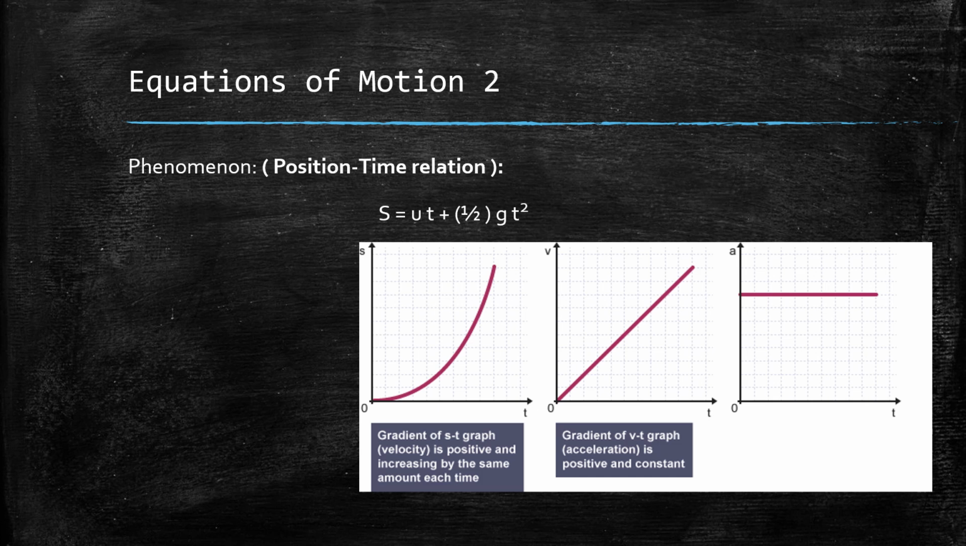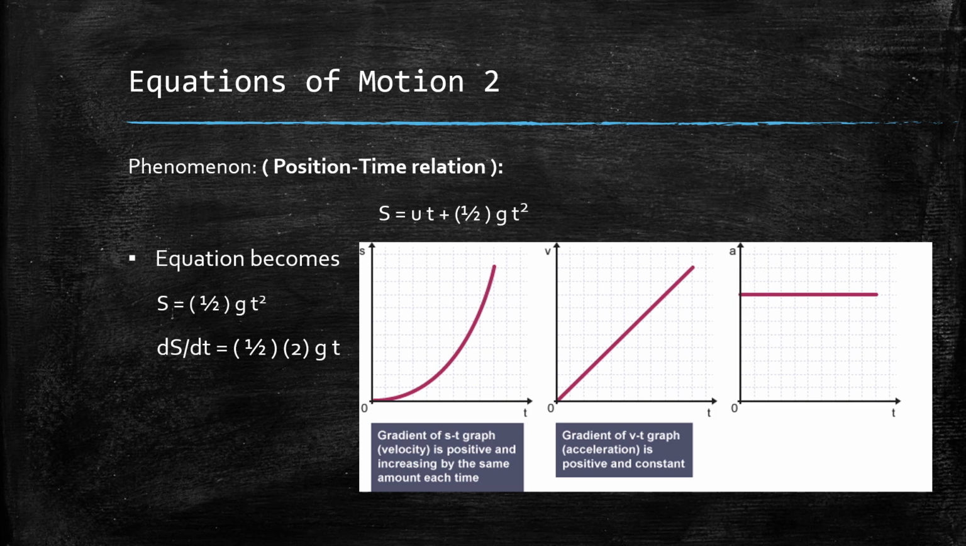Moving on to the second equation of motion, s is equal to ut plus half gt squared, that is the position-time relation. We have three graphs here. The first one shows s is equal to half gt squared, where initial velocity is 0 for our basketball case, so it becomes a quadratic. It shows the distance covered by the ball from the initial position.